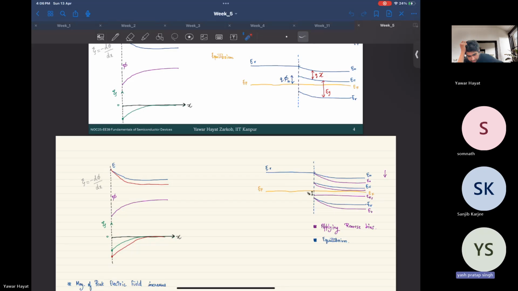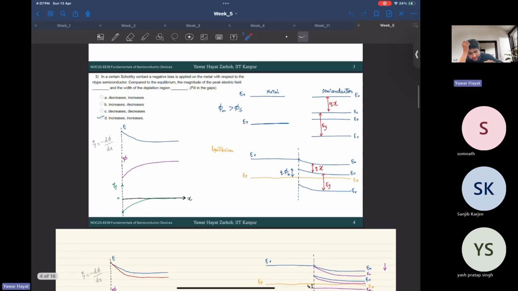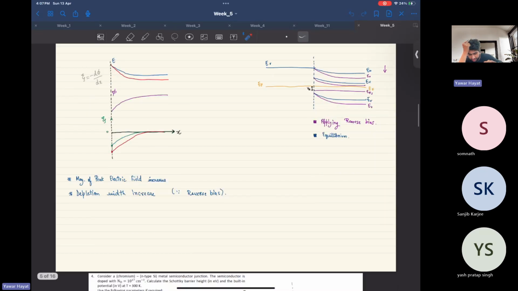So basically, during forward as well as in reverse bias, the Schottky barrier height, that is qΦB, does not change at all in both processes, forward as well as reverse. I'll still double check this, but I don't think it will change here.